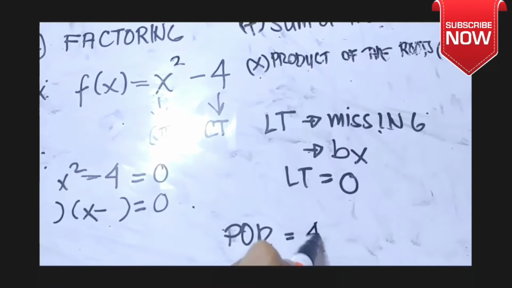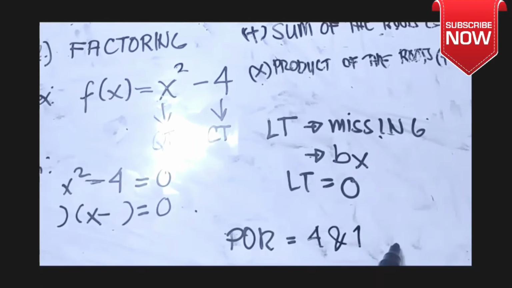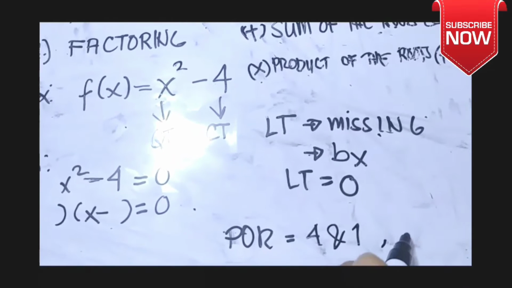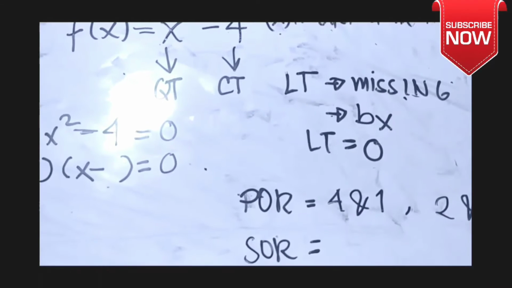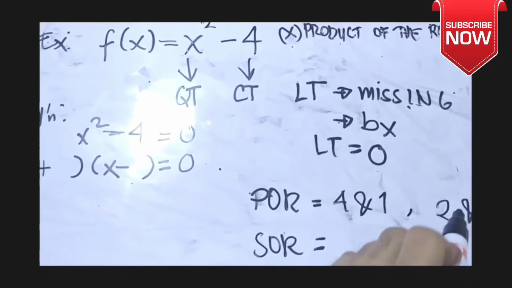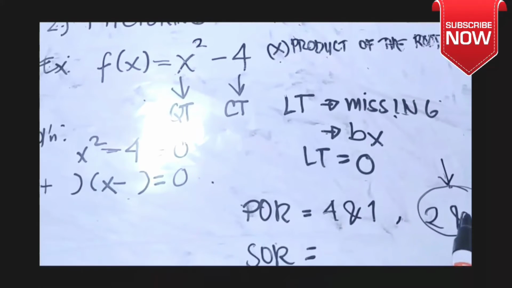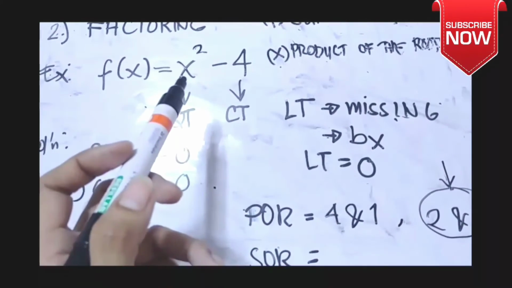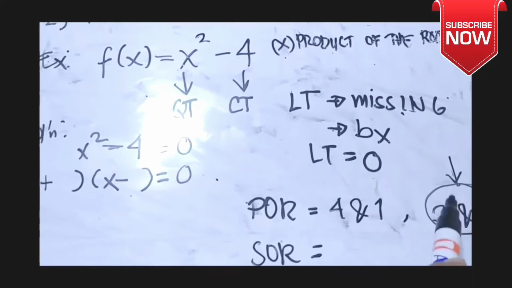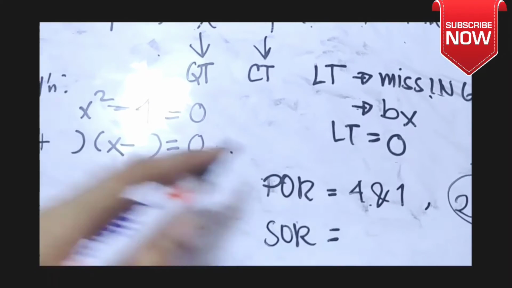Pwedeng 4 and 1, and then 2 and 2. So, assuming na hindi nga natin alam, although na-solve na natin na ang value ng x ay 2 and 2, based on the previous solution using the first method which is the extracting the square, assuming hindi natin to alam. So, ang ilalagay naman natin ay 4 and 1.